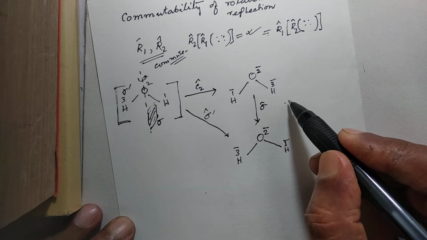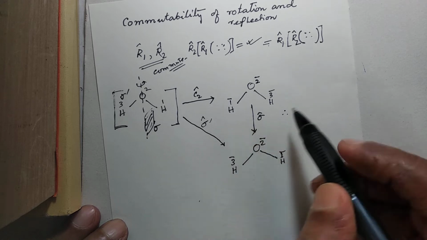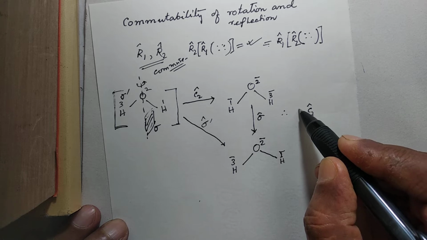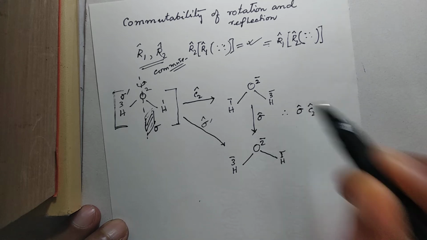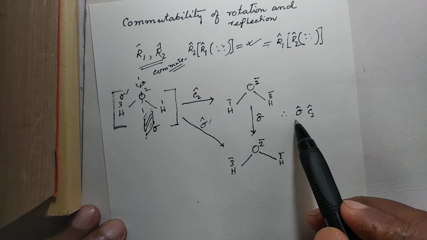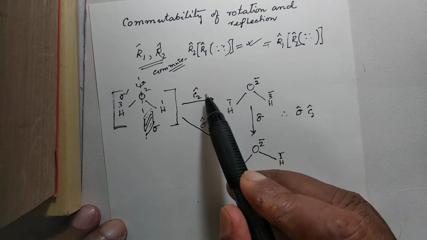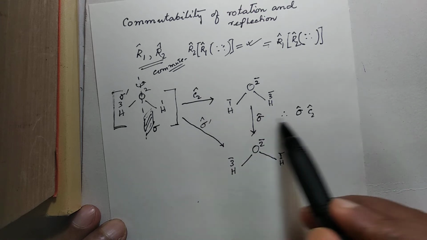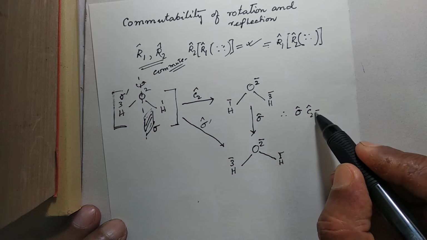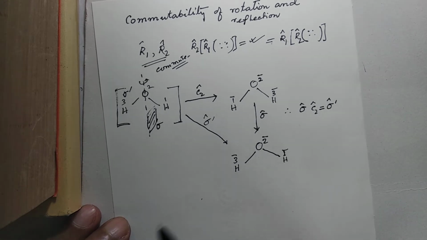Therefore, we can write C2 operation followed by sigma operation. C2 followed by sigma, this order is to be maintained. The first one is written on the right hand side, the next one is written on the left. This result is sigma primed operation.